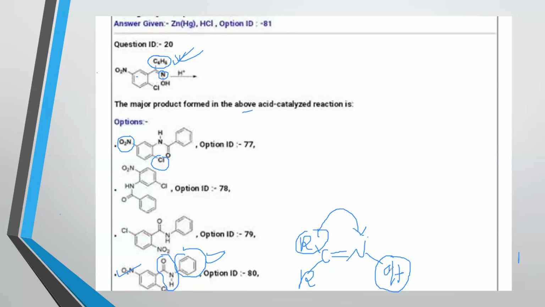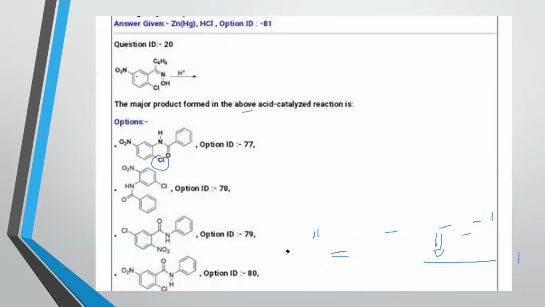Okay, clear to everyone? And if it is a different group, then you have to see the trans to OH. In this case, this R dash group is trans to OH. So this R dash group will transfer onto the nitrogen and a product like this will be formed. Everyone clear with this? Any question on this question? This is from the GPAT 2022. If you are not able to get it, you can tell.